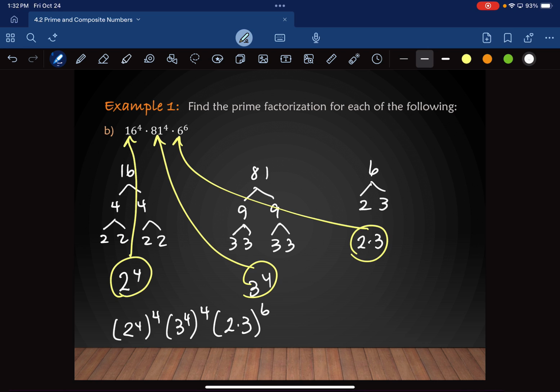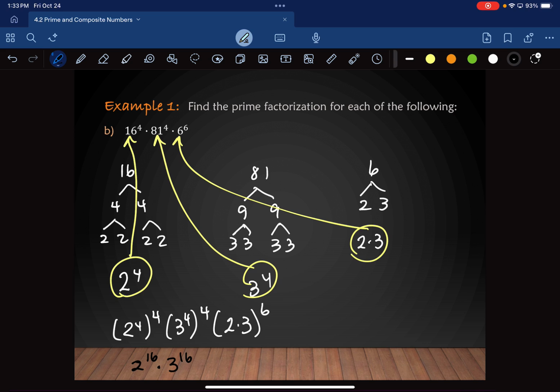Do you remember? You multiply them, right? This one's your multiplication. So we're going to multiply those together. So I have 2 to the 16, right? Now I have the same thing happening on my 3s. I have 4, 4. So I'm going to multiply those, 3 to the 16.